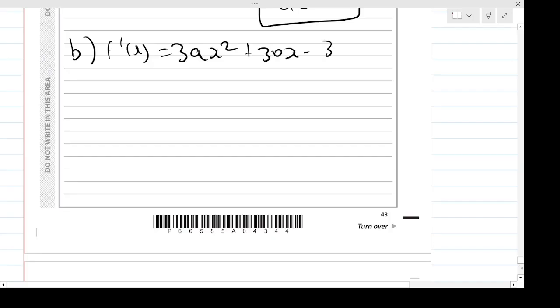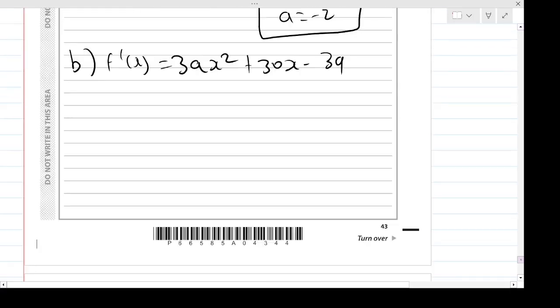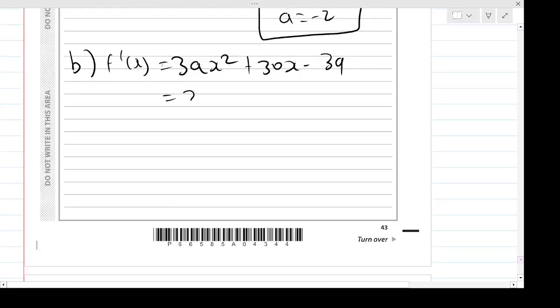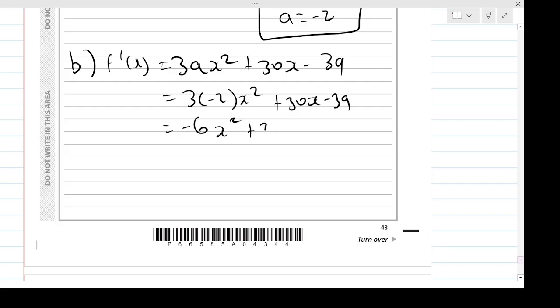We've already done the hard work. We know that a is minus 2, so we can sub that in. That would be 3 lots of minus 2x squared, add 30x minus 39, which is minus 6x squared, add 30x minus 39.